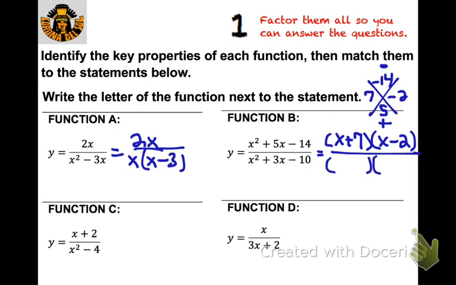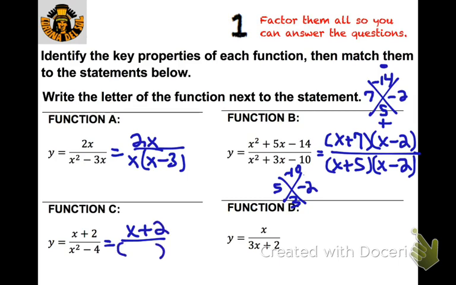On the bottom, you want to think of two numbers that multiply to be negative 10, and they add up to be 3. So then that would be 5 and negative 2. So then it would be x plus 5 and x minus 2. And then this one here, the bottom, is factorable. And so that's a difference of two perfect squares. So that's x minus 2 times x plus 2. This one, function d, doesn't really factor, so we'll just leave it as it is. Okay, now let's go to some of the questions.